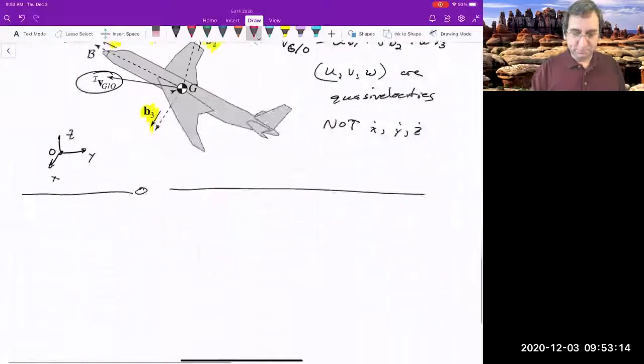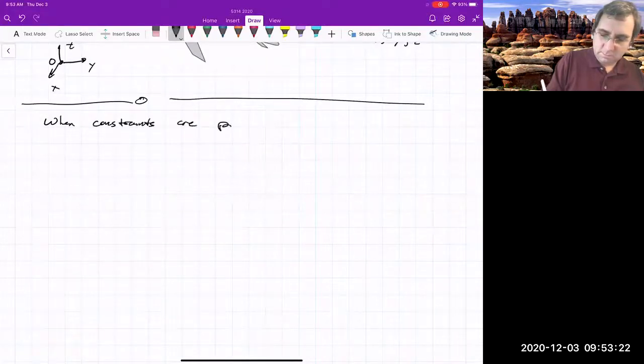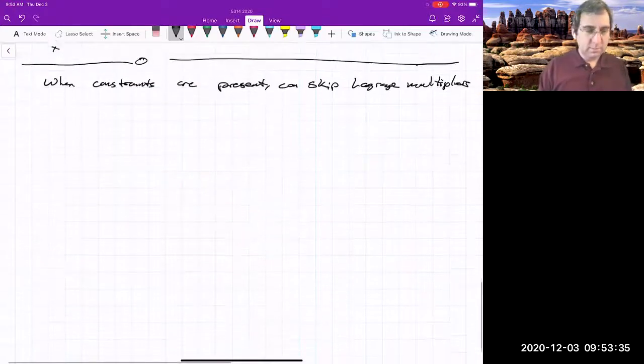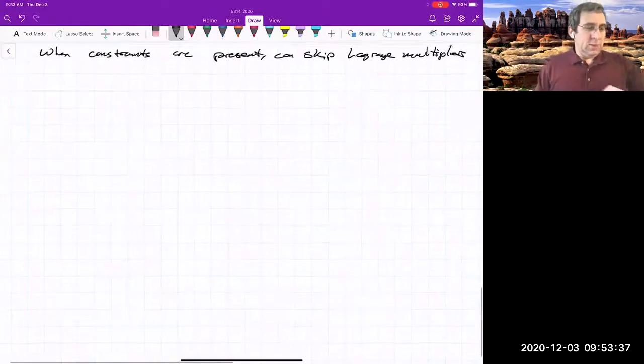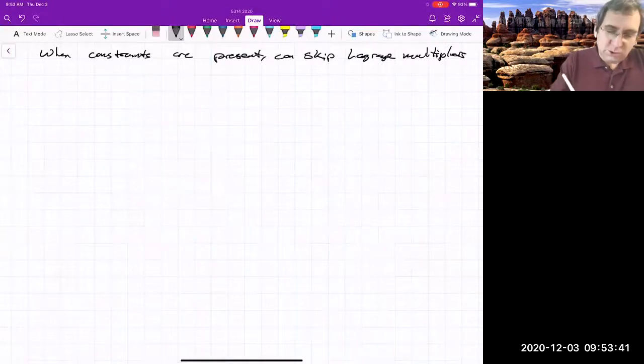So when constraints are present, you can skip Lagrange multipliers, which is a wonderful thing. It's a wonderful thing.